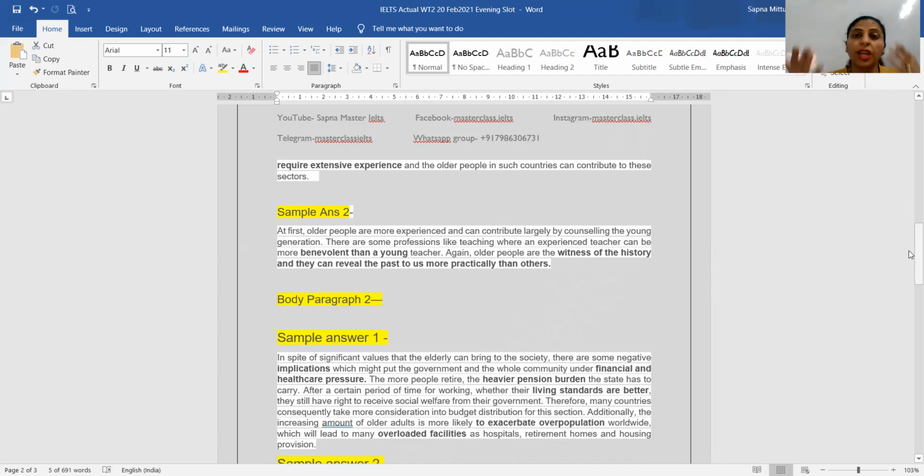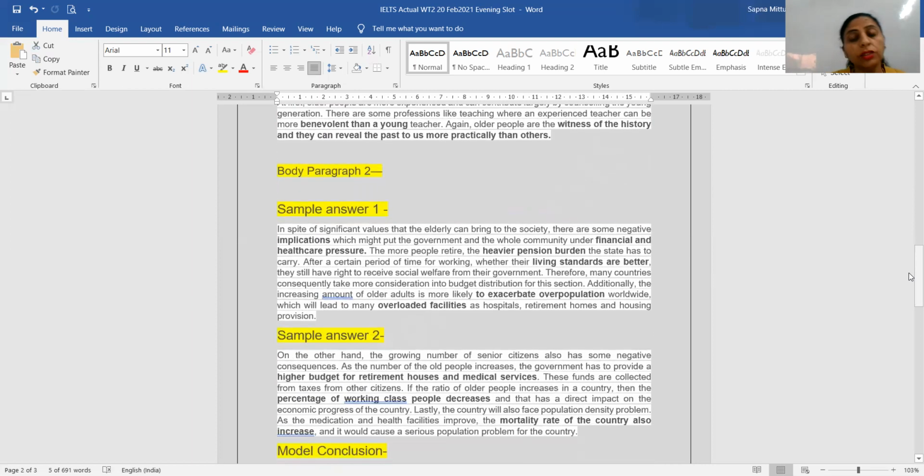And what kind of burden? Heavier pension, the medical facilities, the healthcare. Obviously, it will exacerbate the population level, right? Overpopulation. This will even worsen the situation. Then overloaded facilities, hospitals, retirement homes, and housing provision, each and everything will be provided. Social welfare from the government. So this kind of thing will be provided from the government, and the government will have this kind of burden. This can be harmful or detrimental for the government.